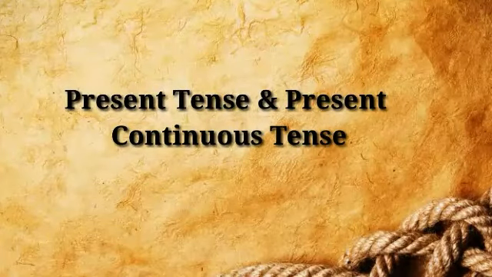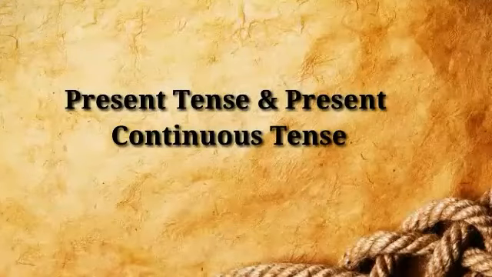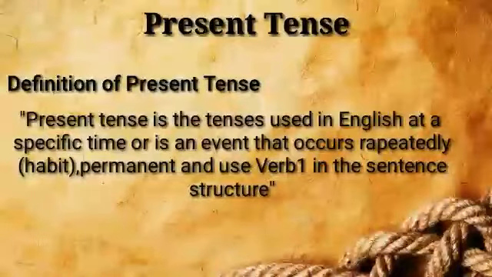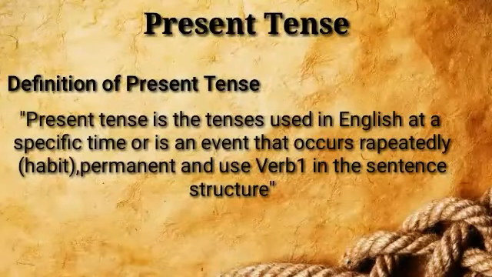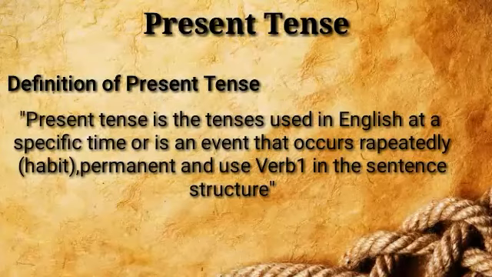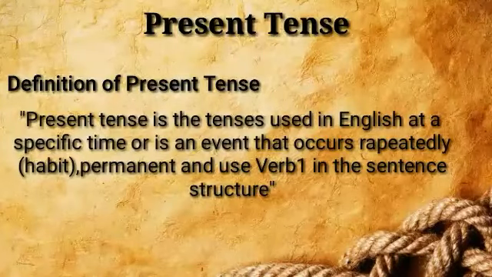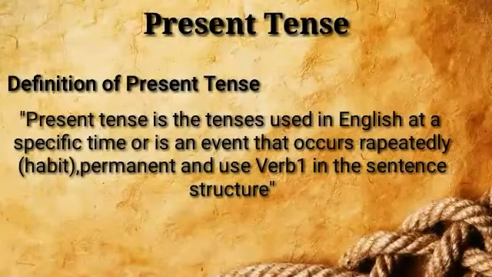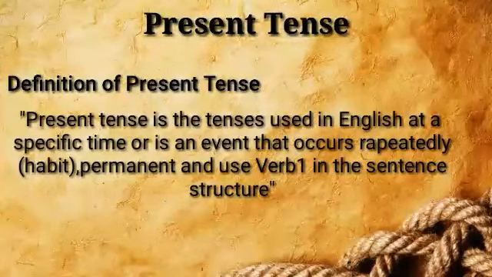Now, I want to explain about present tense and continuous tense. And for the first, I will explain about the definition of present tense. Present tense is the tense used in English at a specific time. Or in other words, the simple present tense is an event that occurs regularly or as a habit and is permanent. Because it happens at the present time, you must use verb 1 in the sentence structure.